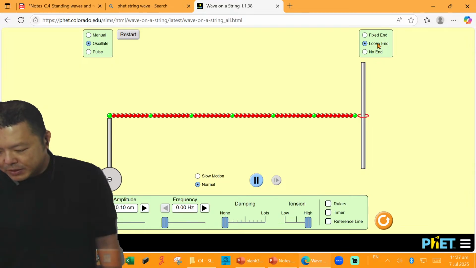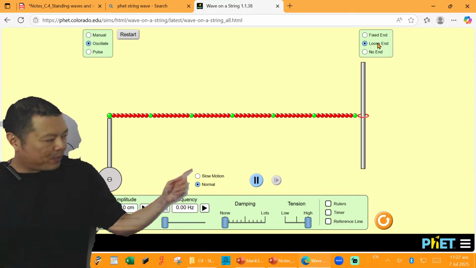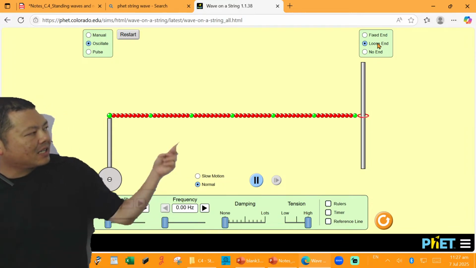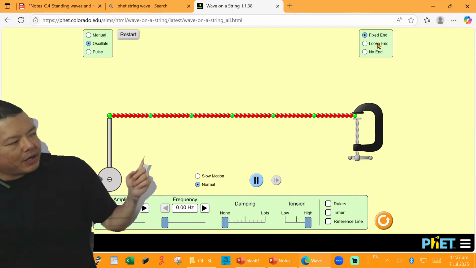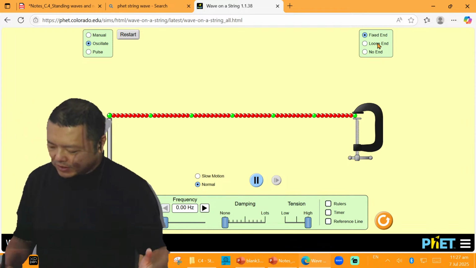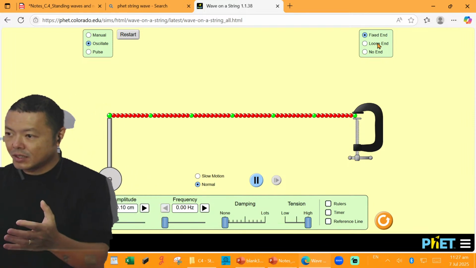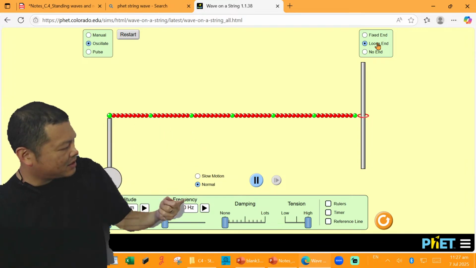I think my question is this: what do you think the first harmonic frequency of this would be? Previously in Saturday's class we did this. What was the first harmonic frequency for both ends fixed? 0.42 hertz, right? Okay, so that was 0.42 hertz.